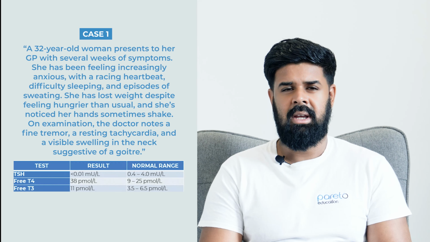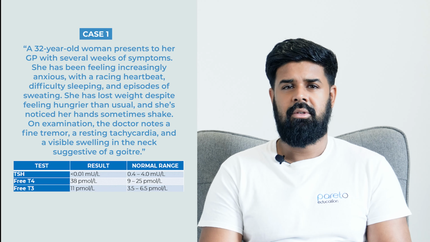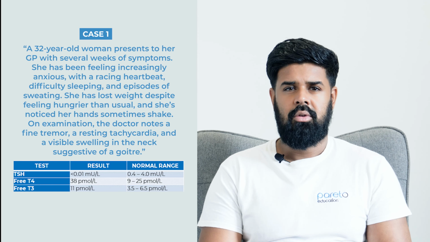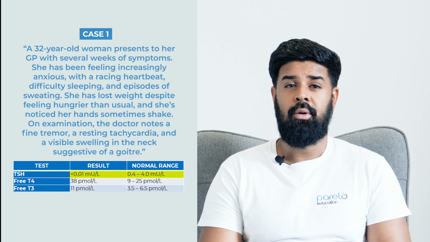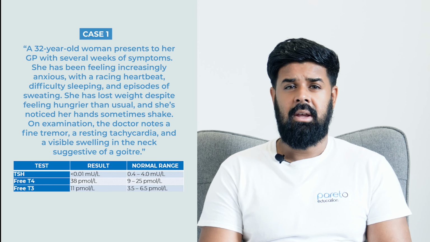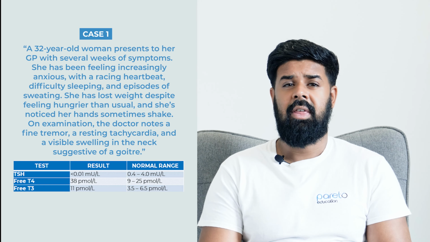Please pause the video and take your time looking at these and trying to think about how you would interpret them. So, how would we interpret this? Her TSH is suppressed to almost 0. That's the pituitary gland telling us there is too much circulating thyroid hormone.